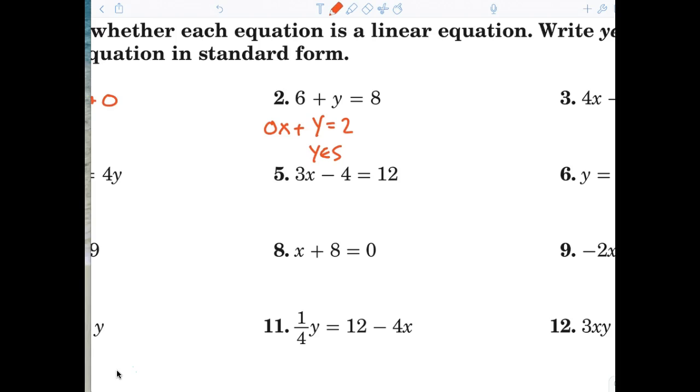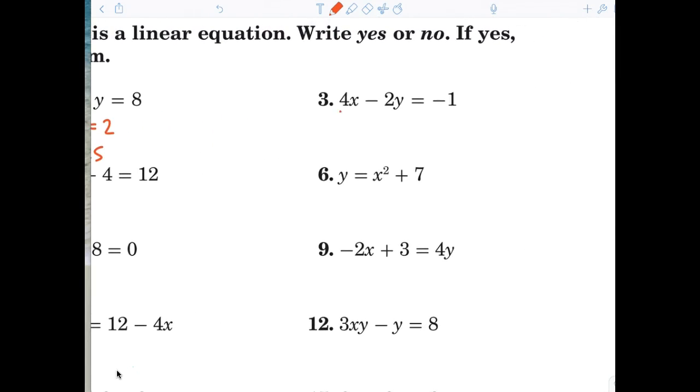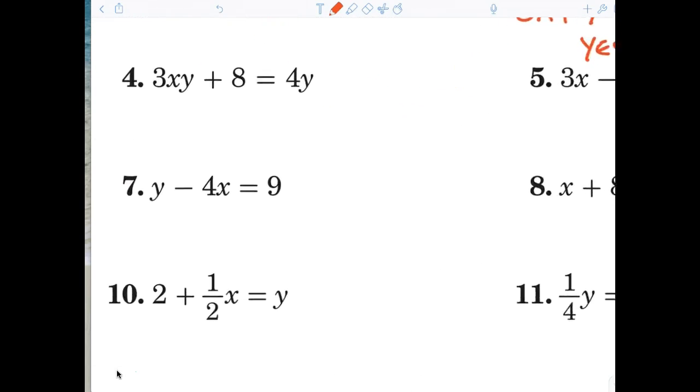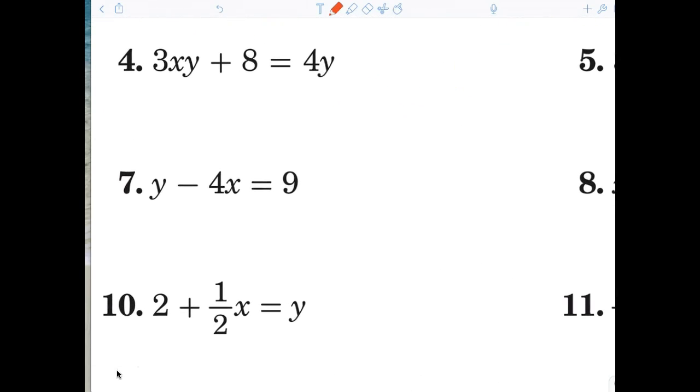Let's look at question number 3. Does that have an x and a y and a constant? So that's definitely yes, that will make a line. Now let's look at question number 4. Is that a yes or a no? Definitely a no, because the x and y are attached with multiplication. The x and y must be separated by addition and subtraction, and there's no way to separate them. Is everybody with me on this? So this would definitely be no.